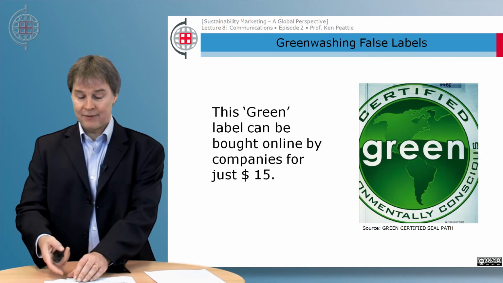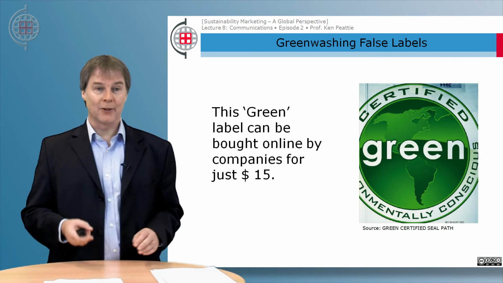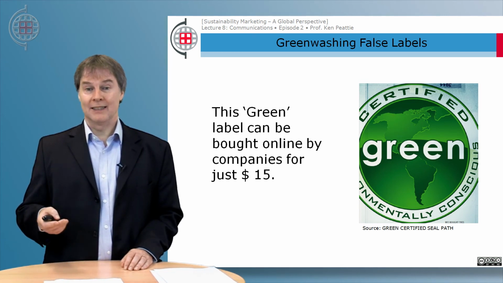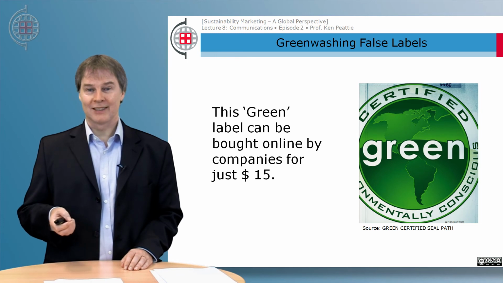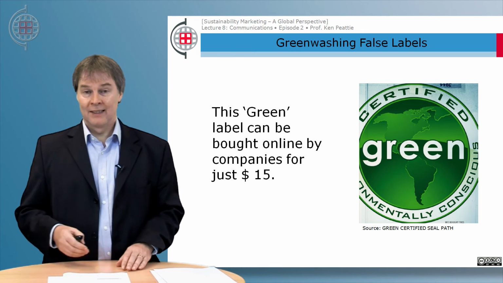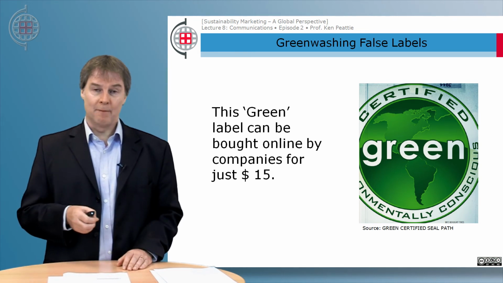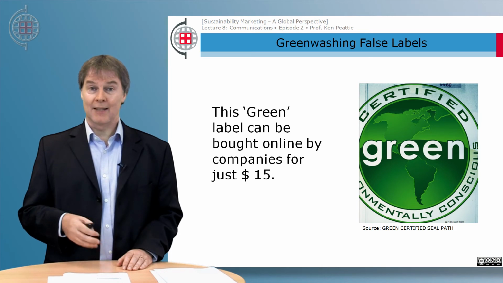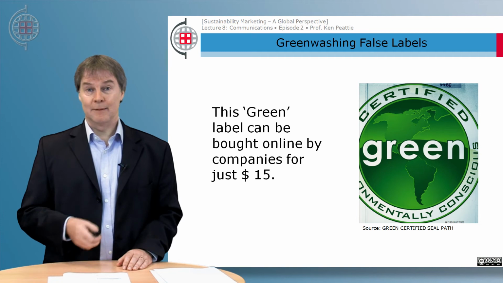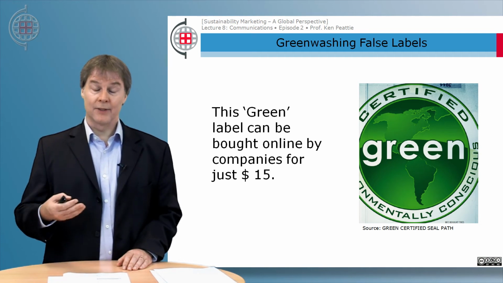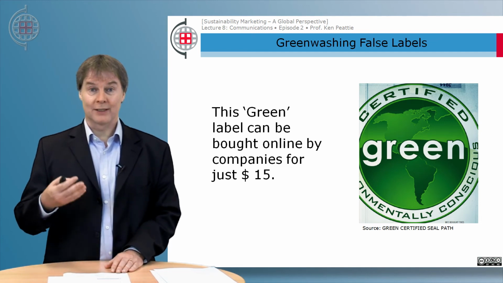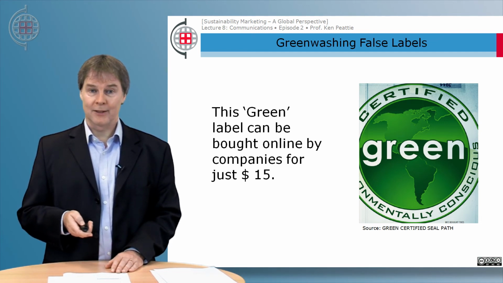And TerraChoice even found this particular label available on the internet. You can buy it for $15 to apply it to your product, and it says certified green, environmentally conscious, and it's just a label attached to absolutely nothing. So again, I think for sustainability marketers, it's very important to ensure that there is verification behind the labels, that they're independently accredited by an independent third party to really give those labels veracity and to help consumers to trust what they actually see on the supermarket shelves.